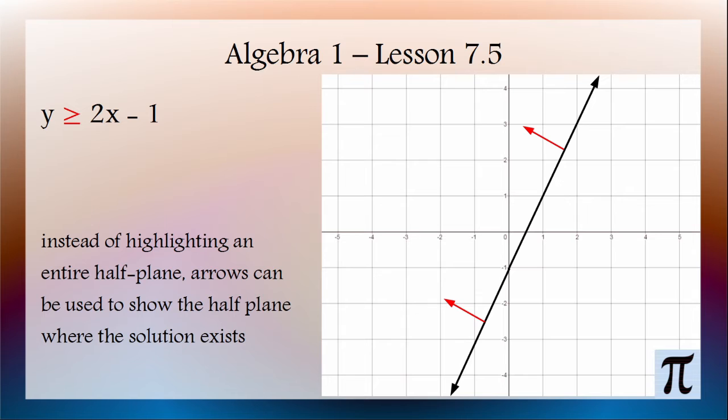Instead of highlighting an entire half plane in your homework, arrows can be used to show the half plane where the solution exists. Here we have a solid line because it's greater than or equal to, and we put two arrows off of the boundary line to show which half plane the solution exists for this inequality.